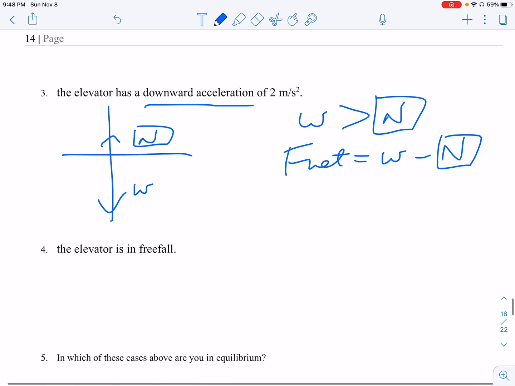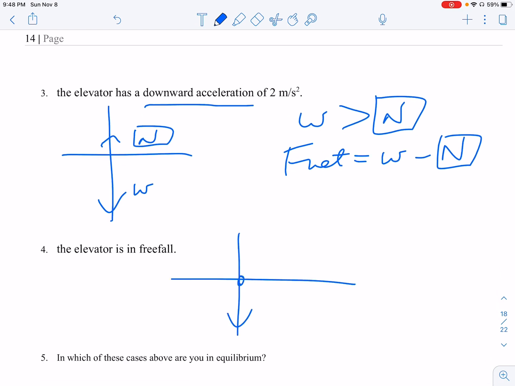Okay, if the elevator is in free fall, that means the only force acting on you is your weight. If you're on a scale, it wouldn't read anything because the scale is falling with you, with the elevator. It's not pushing up against you.